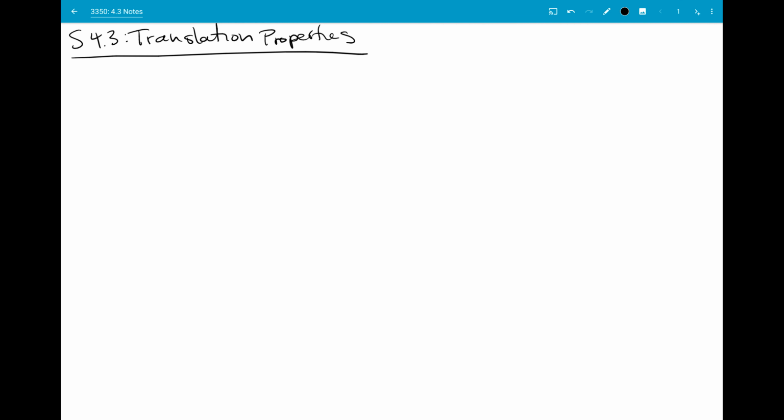So next up, we're doing section 4.3, which is about some translation properties for Laplace transforms. And before I list out what those are going to be, I just want to say real quick that we're working on Laplace transforms for a while, and it's a difficult topic.